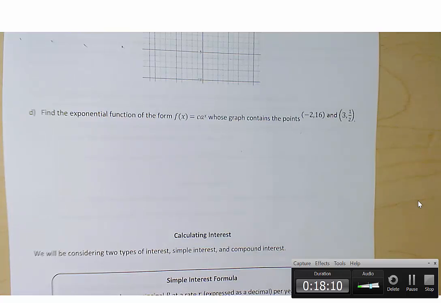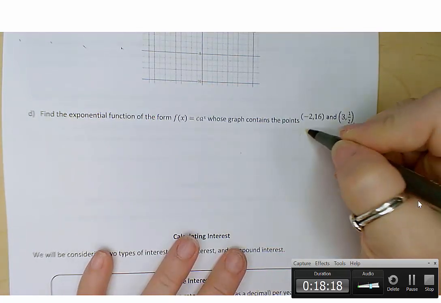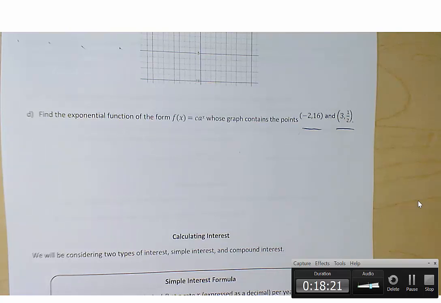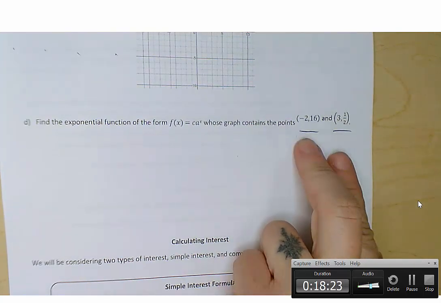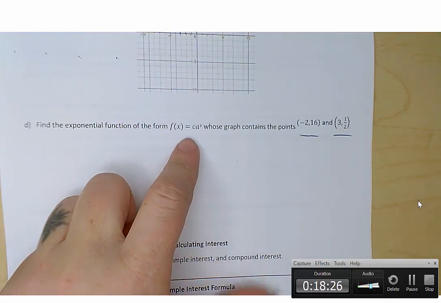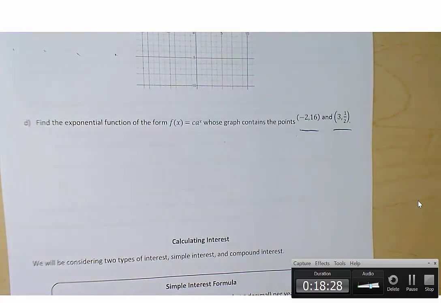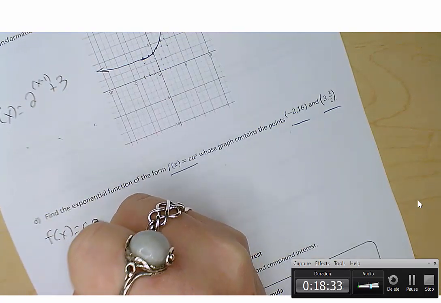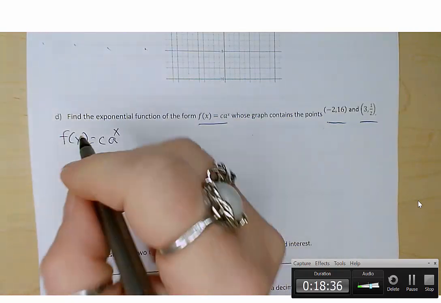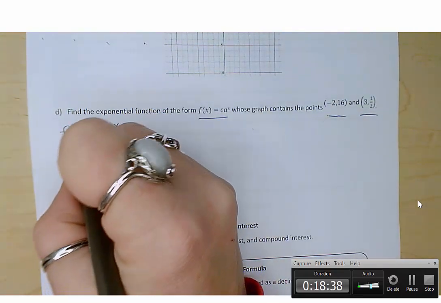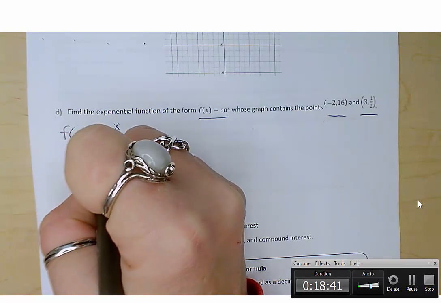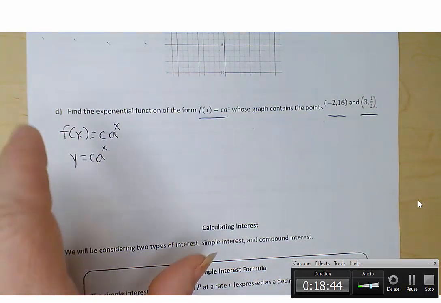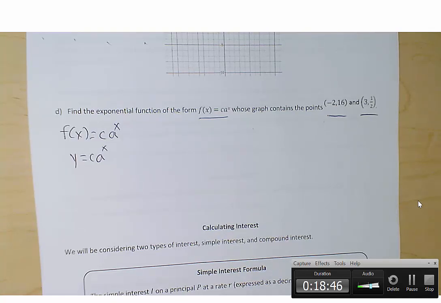Now, for our next example here, we're going to find the exponential function of the form f of x is equal to c a to the x power, whose graph contains the following 2 points here. So what they're asking us to do is take these 2 points and create the exponential equation based off of those 2 points. So we are going to take our f of x is equal to c a to the x. And one of the first things I'm going to do is take this out of function notation. Remember that f of x is equal to y, right? So these two represent the same exact thing.